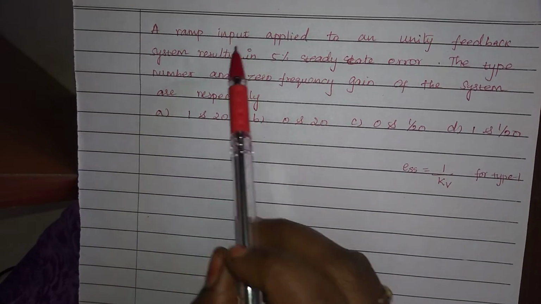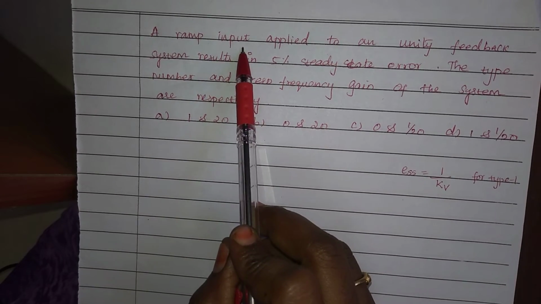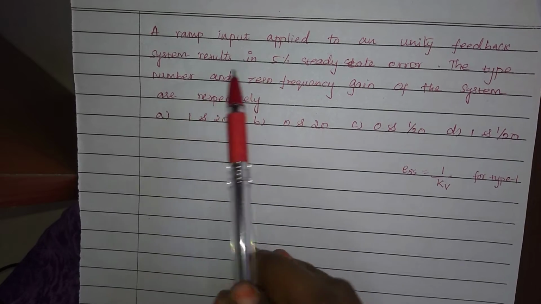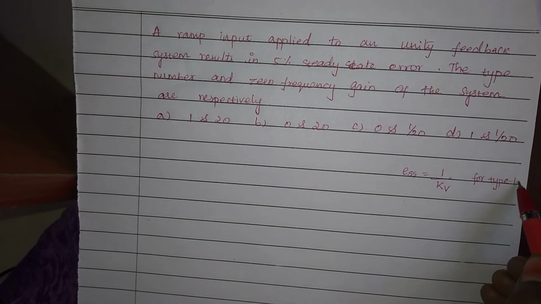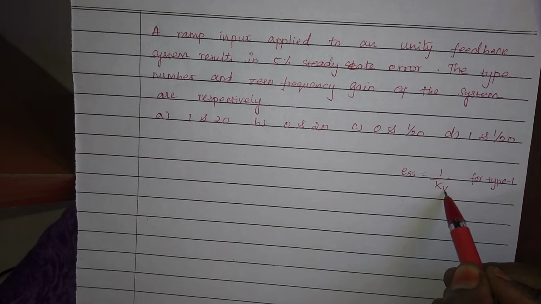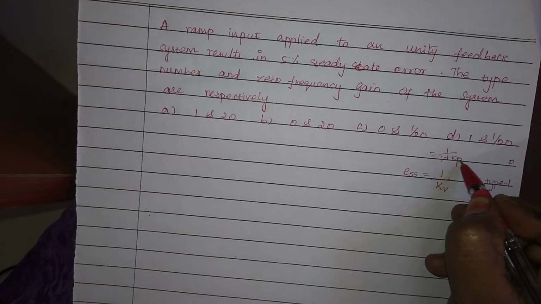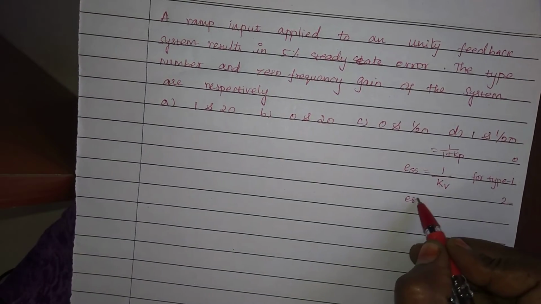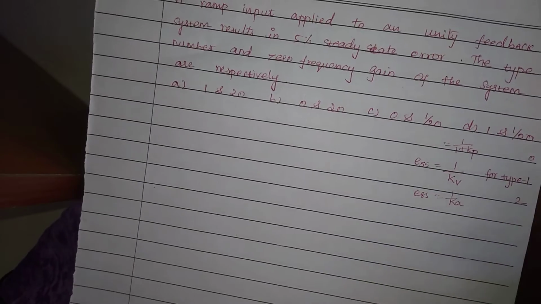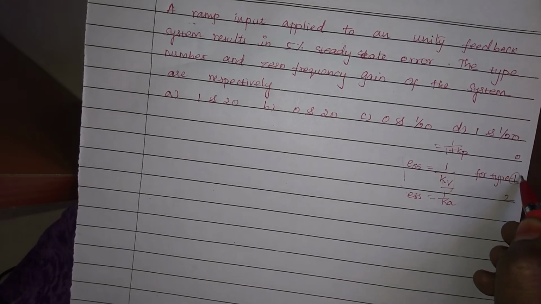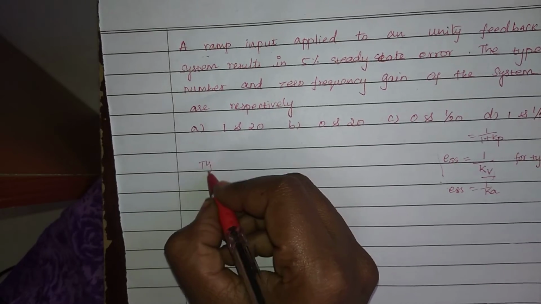So here what was asked: a ramp input applied to a unity feedback system which results in 5% error. Now what is the type number? For a type 1 system, ESS is equal to 1 by Kv. For a type 0 system, ESS is equal to 1 divided by 1 plus Kp. For a type 2 system, ESS is equal to 1 divided by Ka. Here the ramp input means Kv. So which system gives a ramp 5% error? Type 1 system. So the type number is 1.